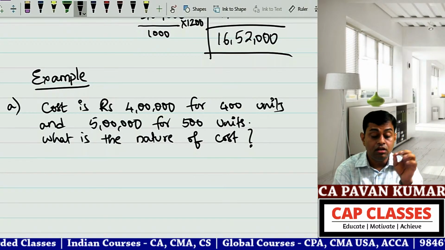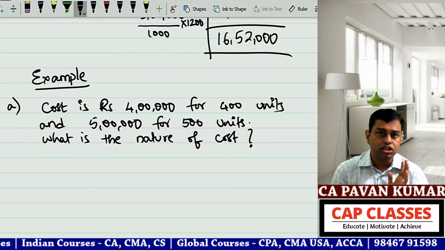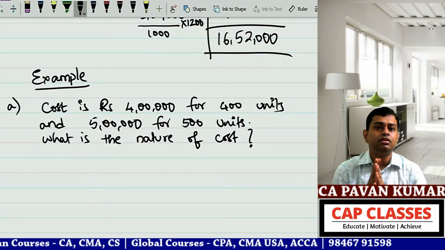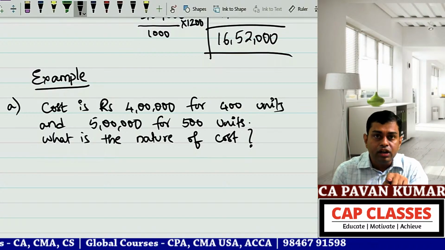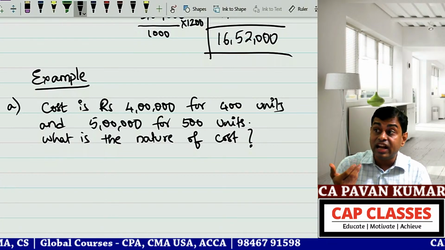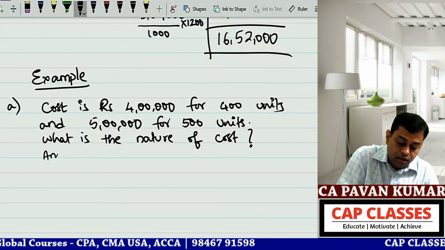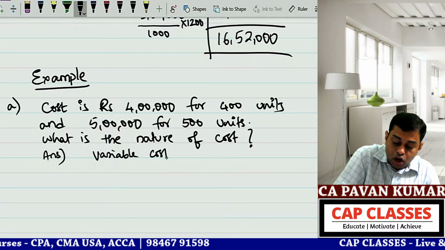What is my question? There is some cost, some element of cost, some XYZ cost. You call it power, you call it rent, you call it salaries, some cost. It is 4 lakhs for 400 units. If you are producing 400 units, what is the cost? 4 lakhs. But if you are producing 500 units, the cost is 5 lakhs. What is the nature? Obviously, it is variable cost. Answer, variable cost.